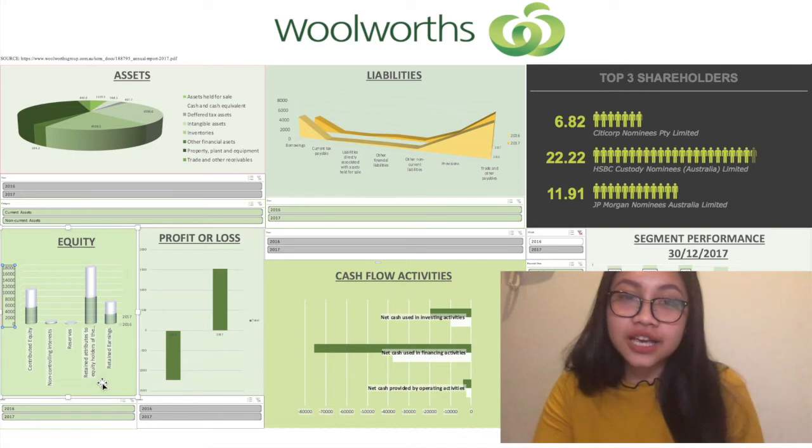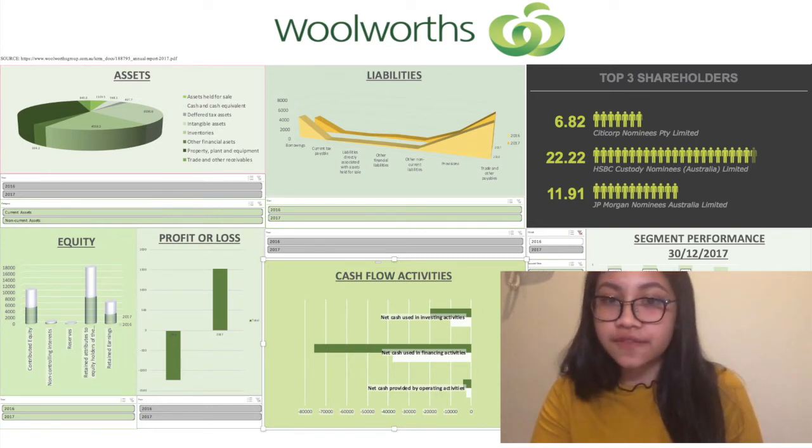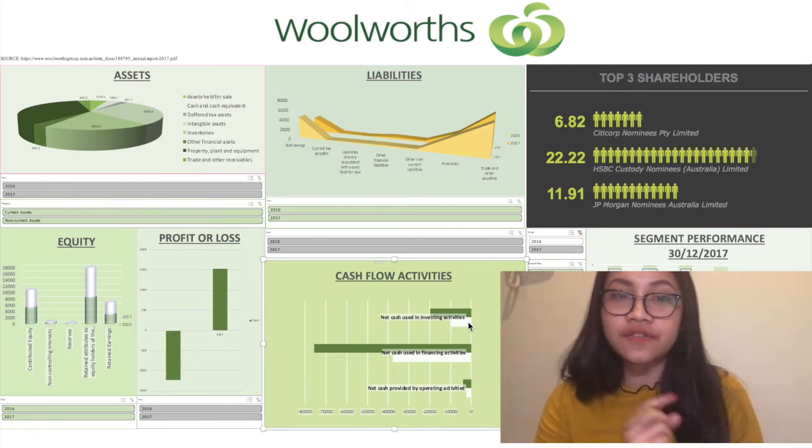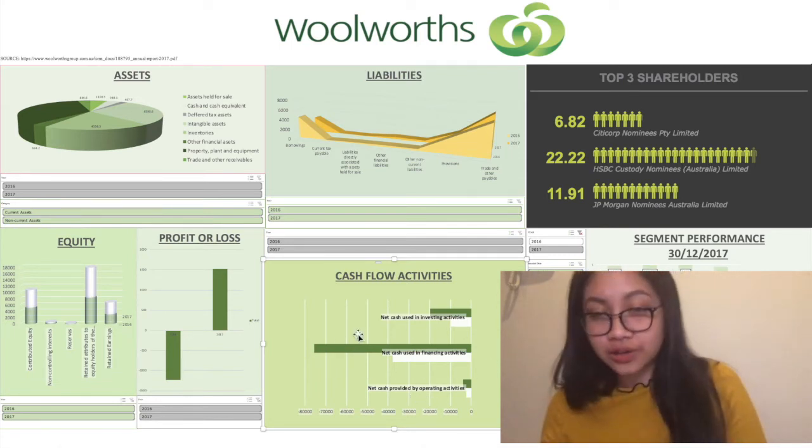Then, there is cash flow activities graph. On the x-axis, there is the amount of dollars spent in millions. And on the y-axis, there are net cash used in investing activities, net cash used in financing activities, and net cash provided by operating activities. There is a sharp increase in spending in financing activities in 2017 compared to 2016.